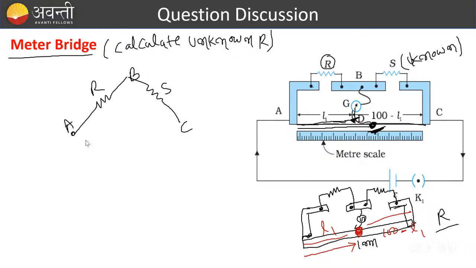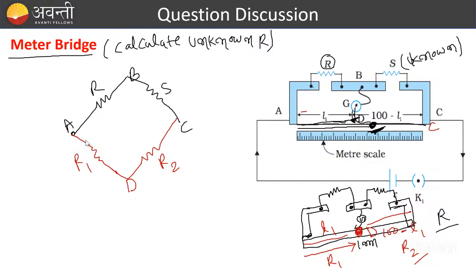ठीक है, so L1 length will have certain resistance. Let's say its resistance value is R1 and 100 minus L1 length has a resistance of R2. So A से यहाँ पे एक और resistor है, it has a value of R1 and then this is another, this has a value of R2 and galvanometer is connected from B to D. Let's say this is D, है ना, क्योंकि A से D तक L1 length है, it has a resistance of R1. D से C there is another length, 100 minus L1 which has a resistance of R2. So I have written like this.